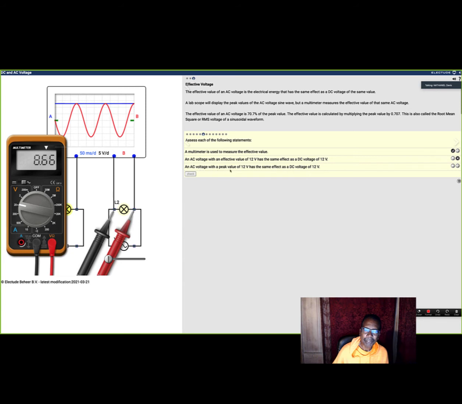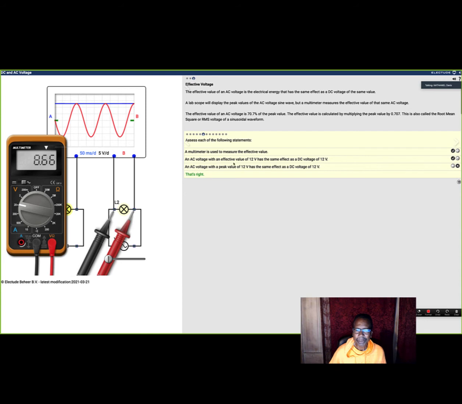An AC voltage with a peak value of 12 volts has the same effect as a DC voltage of 12 volts. True or false? False. Let's check and see. Oh man, no. The middle one was true. Look at the first line. Yeah, the middle was true. A multimeter is used to measure the effective value. That's true.